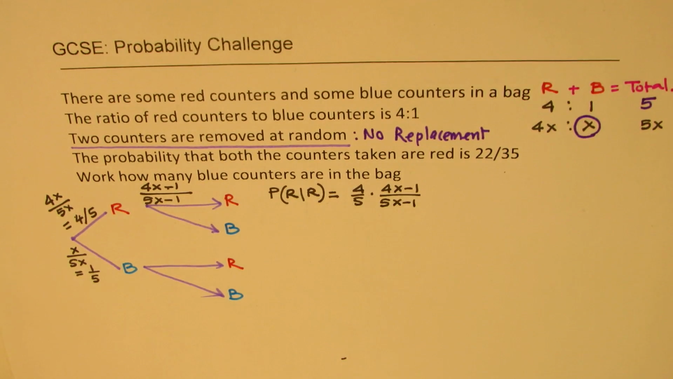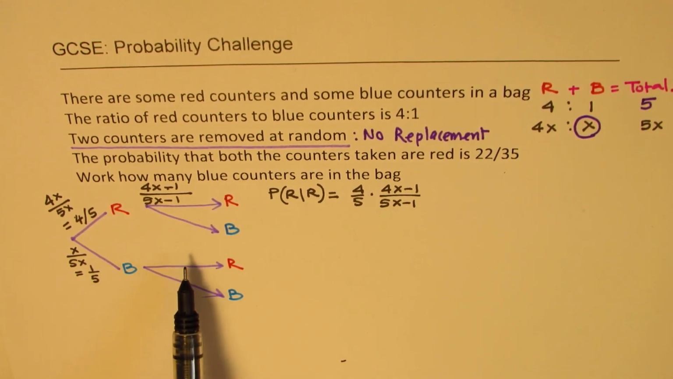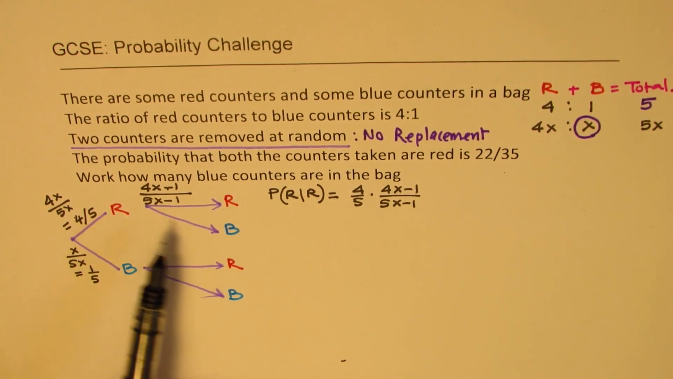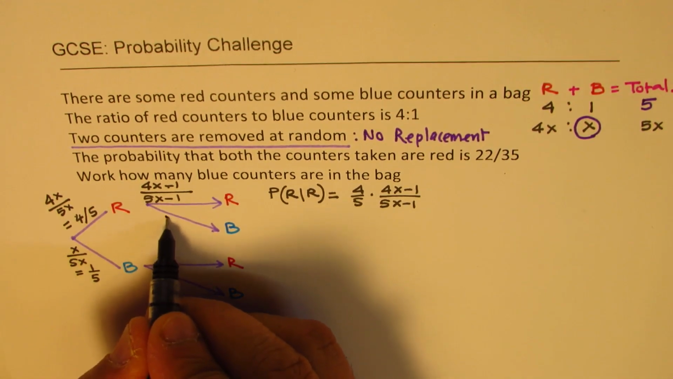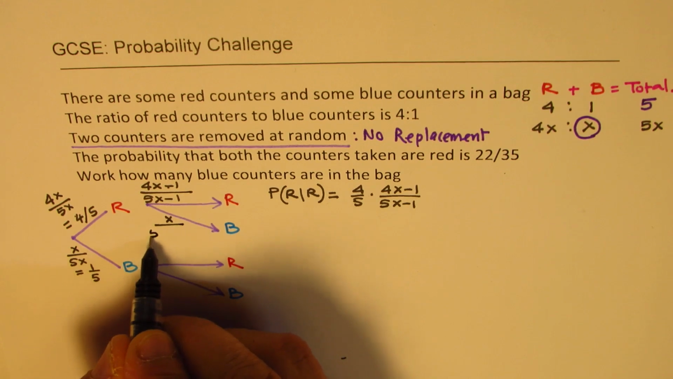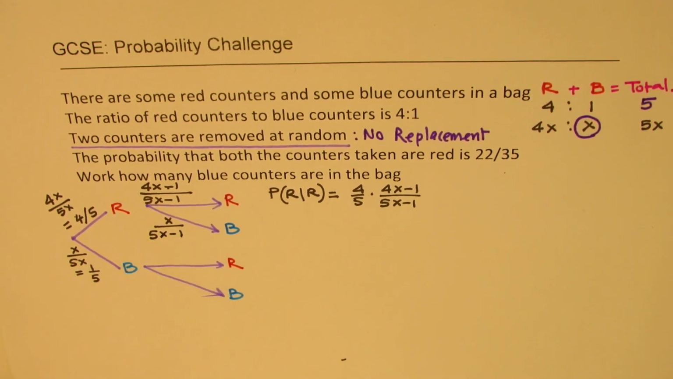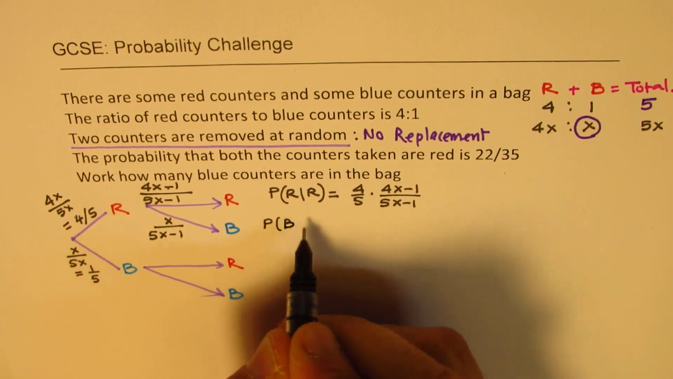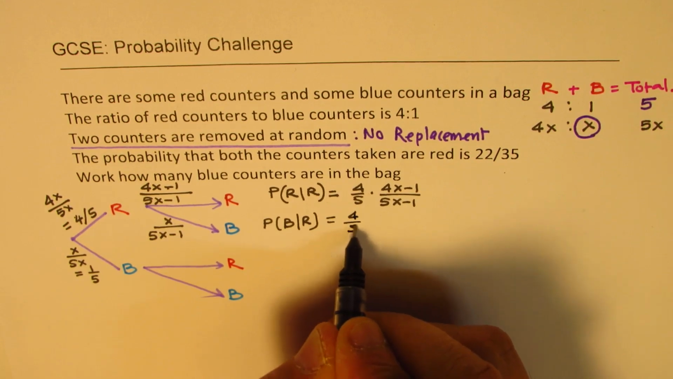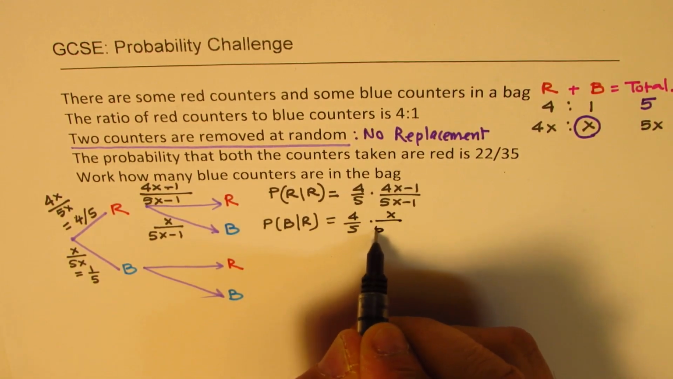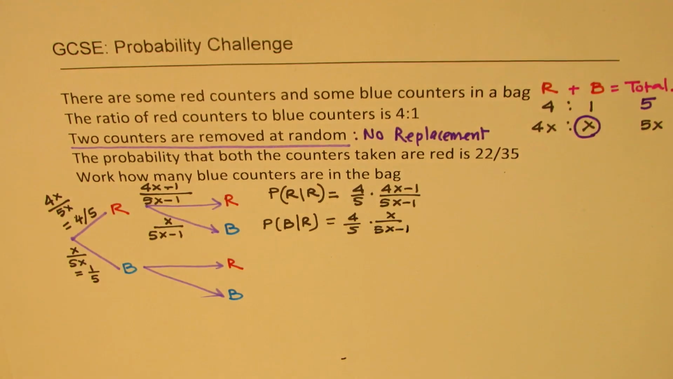So that kind of completes our diagram. I hope this concept is getting clear, right? I'm taking my time to explain the very first example since that will open up all the gates for the coming examples. Correct? Now for B, you took out red, so we still have x of these kind. But the total has decreased by 1, so it will be 5x minus 1 in the denominator. And the probability of getting blue when red was taken in the first case will be 4 out of 5 times x over 5x minus 1. Is that clear to you?